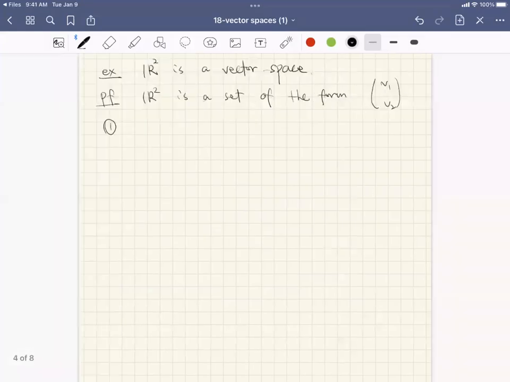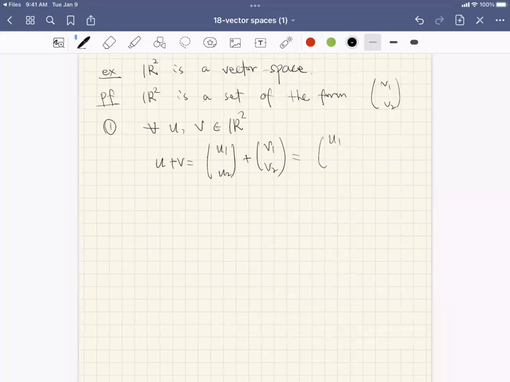So for any u, v in R2, u plus v is (u1, u2) plus (v1, v2). By addition of two vectors, you get (u1 plus v1, u2 plus v2), which is still in R2. This means closability under addition holds for R2.